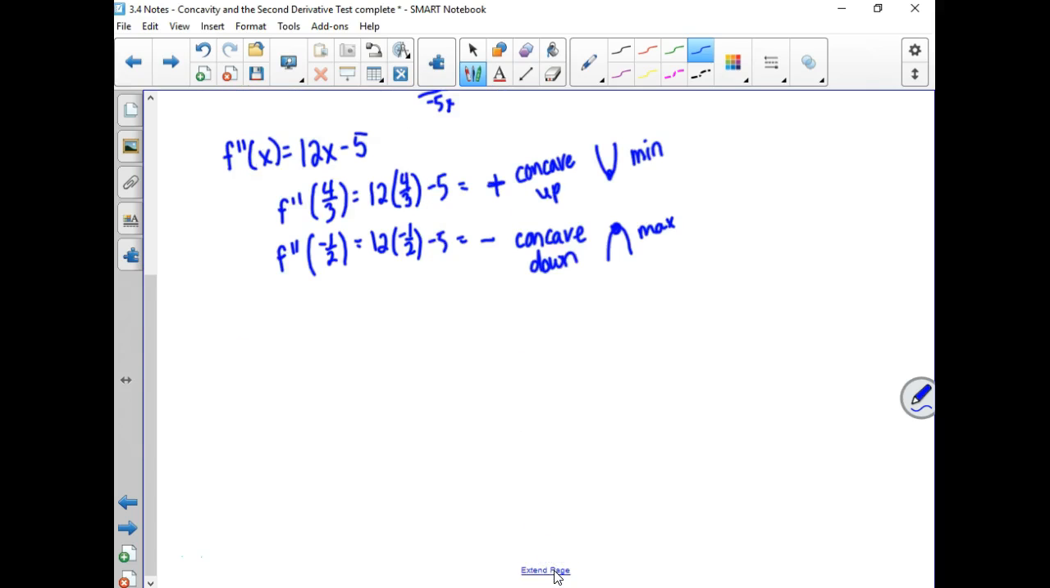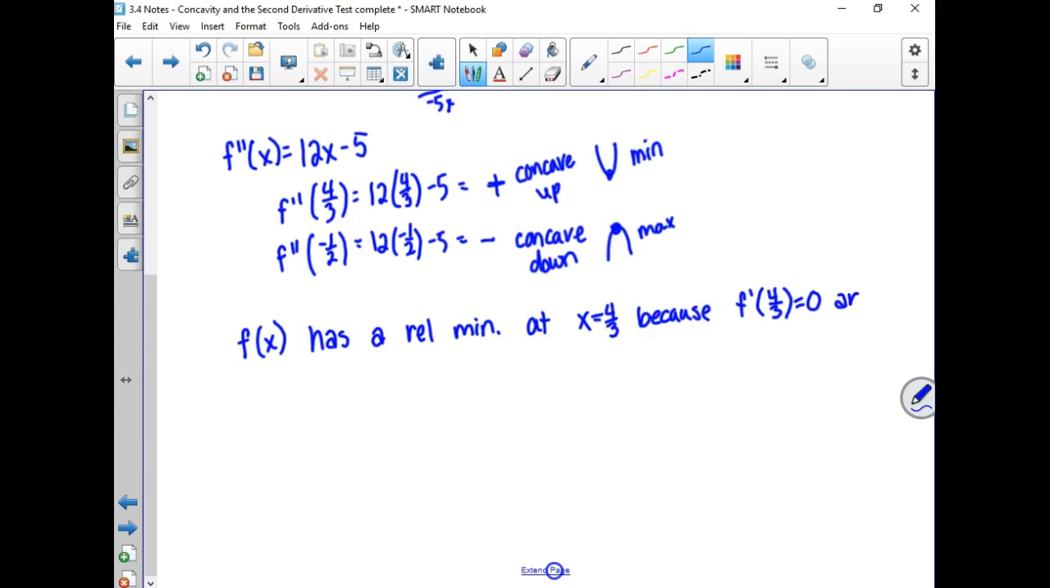So we must explain it. So f of x has a relative minimum at x equals 4/3 because f prime of 4/3 equals 0 and f double prime of 4/3 is greater than 0.